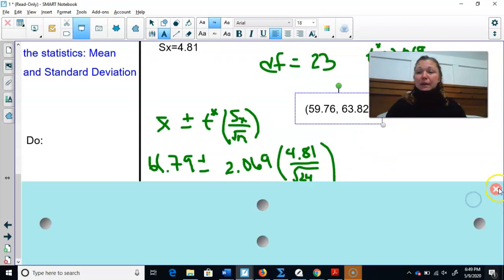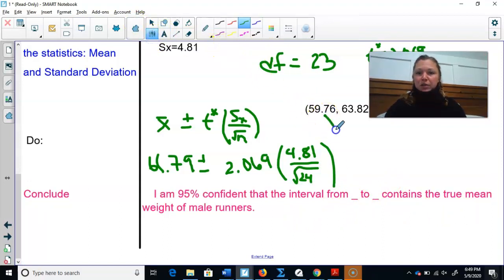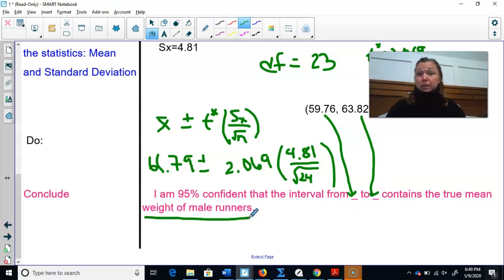Okay, so lastly, we conclude. I am 95% confident that the interval from, so we would just write 59.76 in this blank to 63.82 contains the true mean, and this is where we fill in the blank. The story here is about the weight of male runners. Contains the true mean weight of male runners.